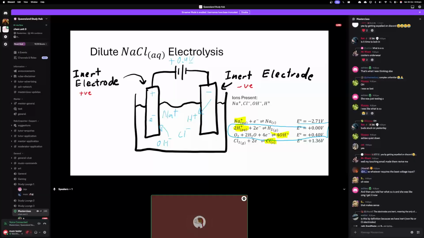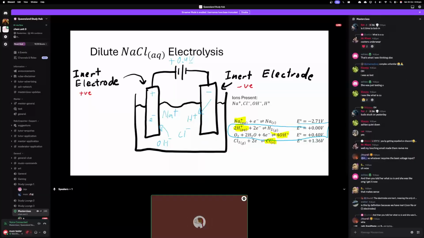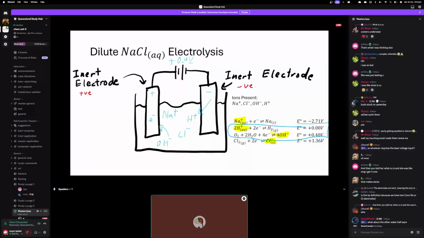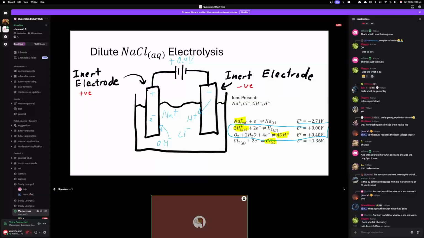In most cases. Is by definition electrons that are inert? Yes, the electrons are always inert. What about the other water half equations? This isn't a half equation. This is an electrolytic cell. Half equations are only for galvanic cells.